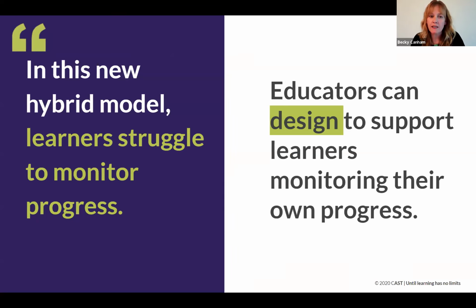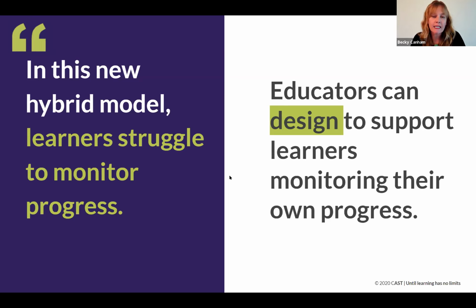Monitoring reading is a really difficult skill to teach. It's a very complex process that's happening in our brains while we're reading. And we know the challenges added in a hybrid model have made it even more difficult. So we really want to think about this third problem of practice. In this new hybrid model, learners struggle to monitor progress. But how can we as educators design to support learners monitoring their own progress?